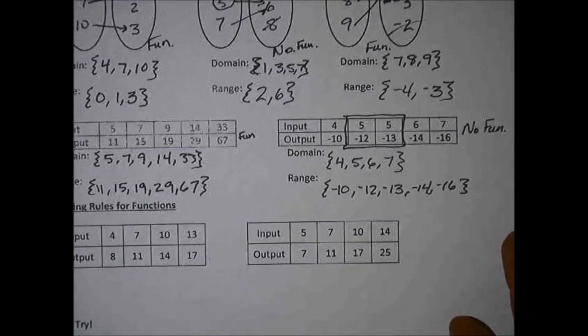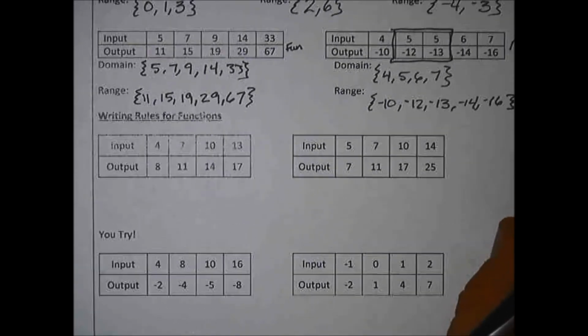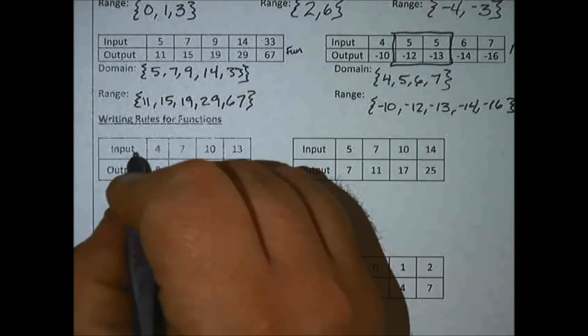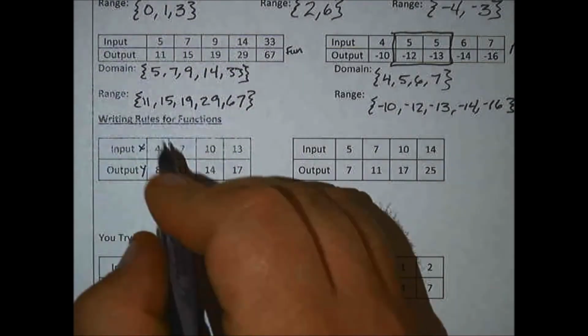All right. Now we're going to move on, and we're going to write rules for functions. So we're given the table, and we're going to write a rule on how do I get from the input, or the x, to the output y. So what do I do here?